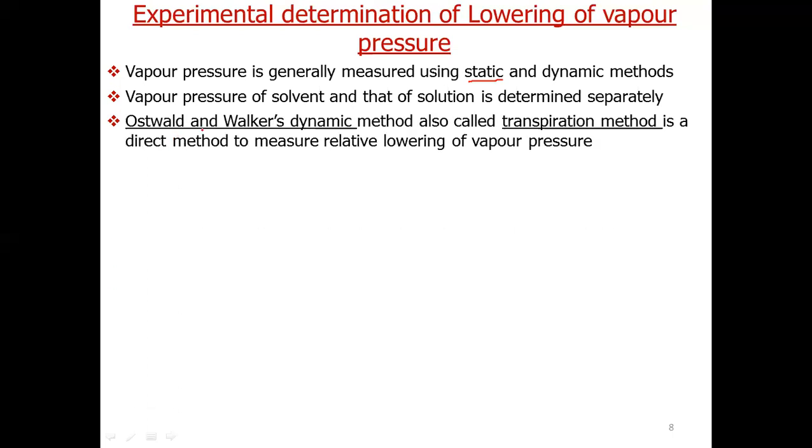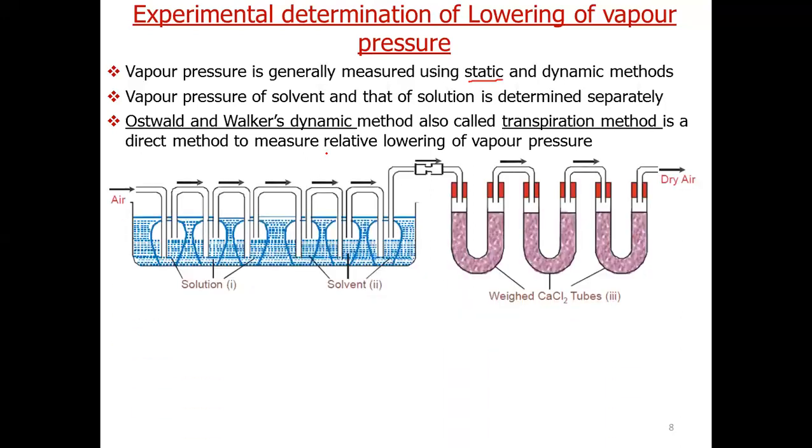But there is a more important method called Ostwald and Walker's dynamic method, also called the transpiration method, by which we can directly measure the relative lowering of vapor pressure. We don't need to do two separate experiments, one for solvent and one for solution. In a single step, we can measure the vapor pressure lowering. So this is the experimental setup for Ostwald and Walker's method, which contains these bulbs. These bulbs contain solution, and these three bulbs contain pure solvent.